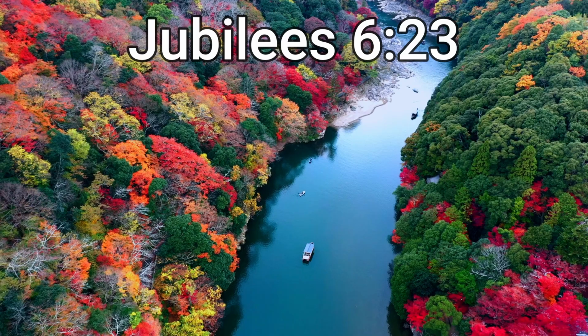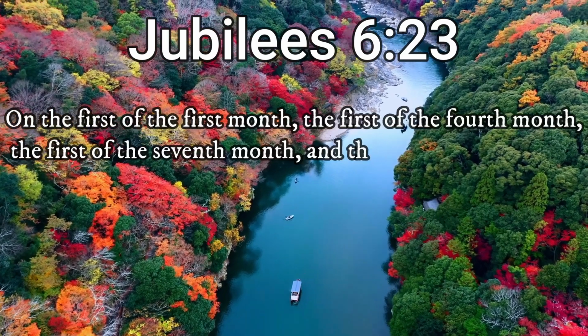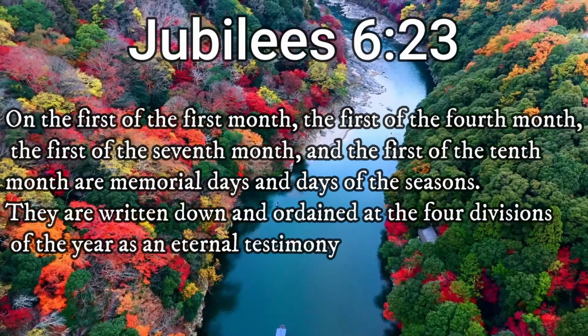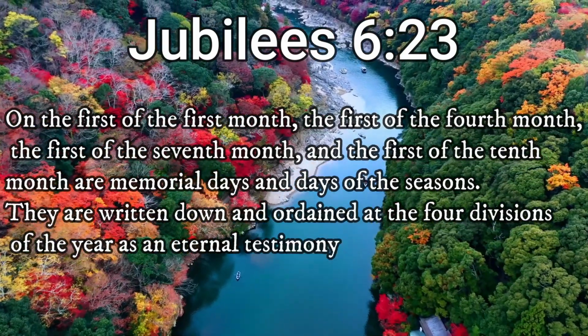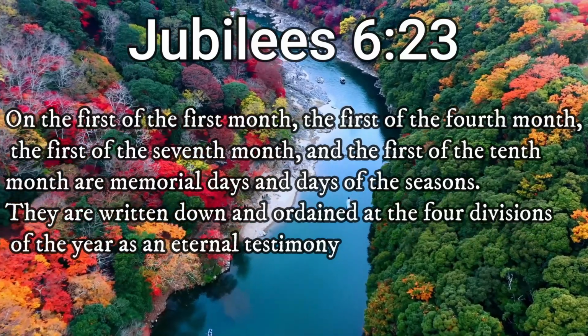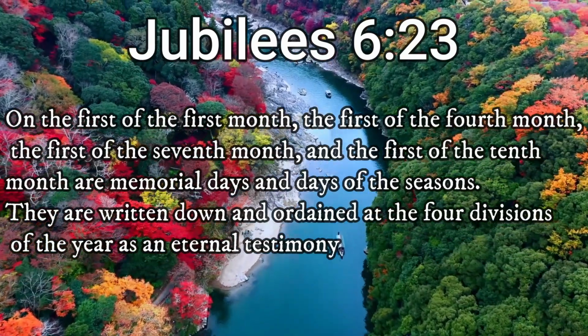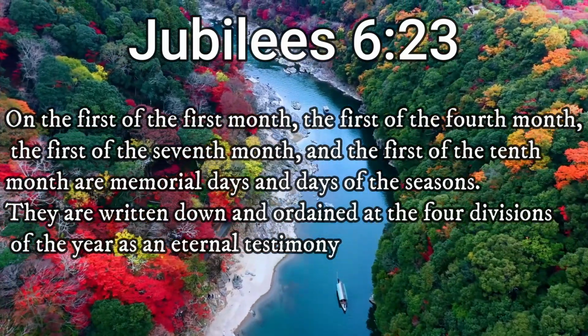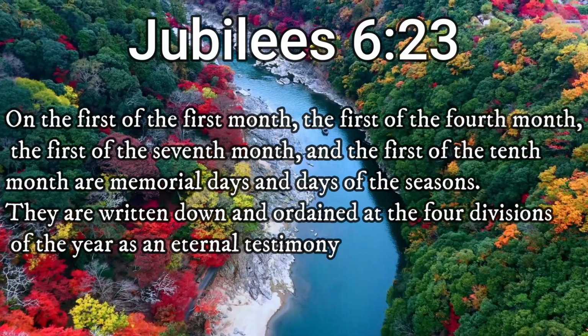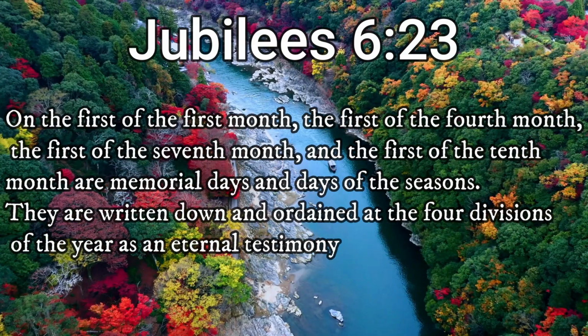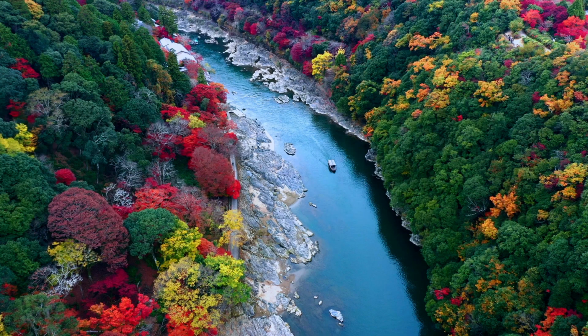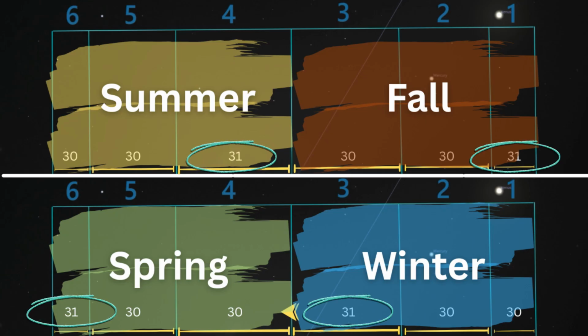In Jubilees 6:23 it says, "On the first of the first month, on the first of the fourth month, the first of the seventh month, and the first of the 10th month are memorial days and days of seasons." These 4 days are memorial days and seasonal division points, each marking the start of a new quarter of the year. And if each quarter is 91 days, then those 4 extra days, often called intercalary days, are what define and divide the seasons on the Enoch calendar.